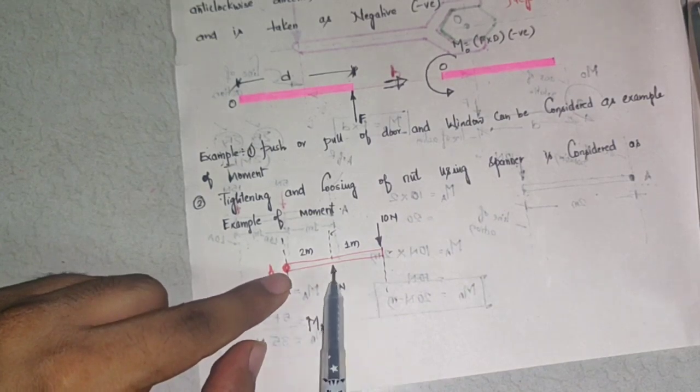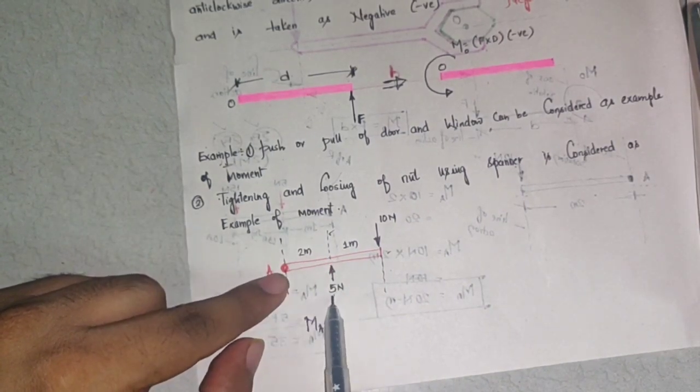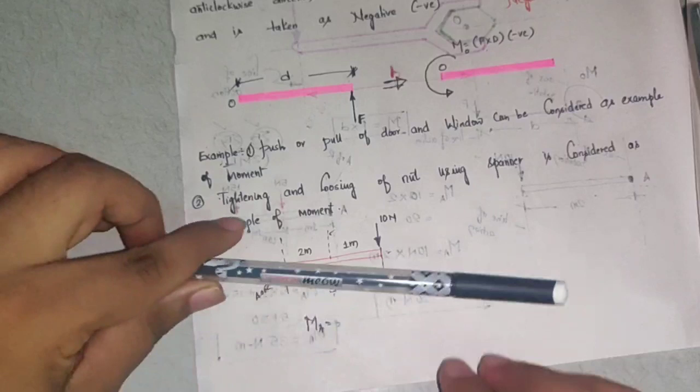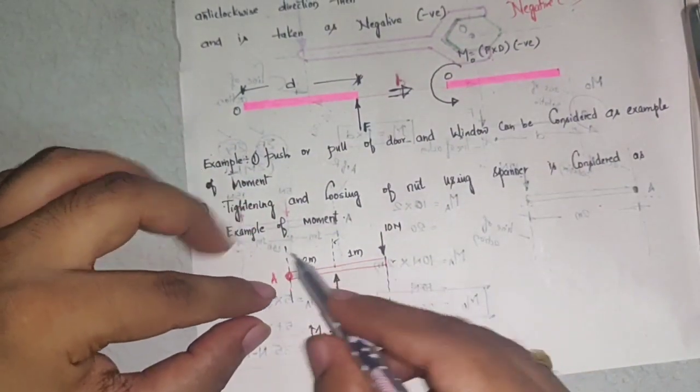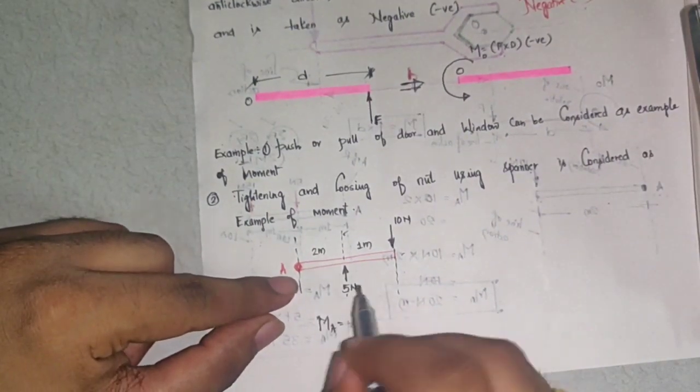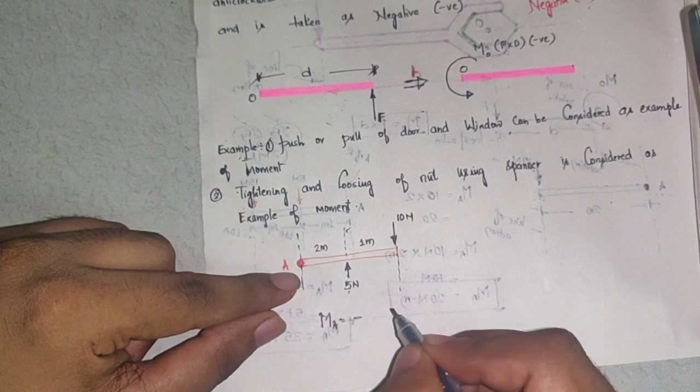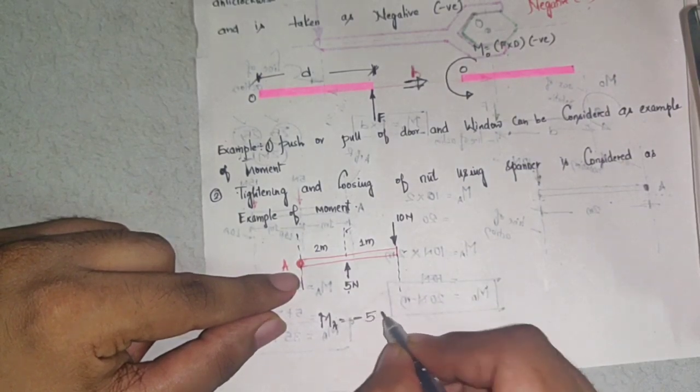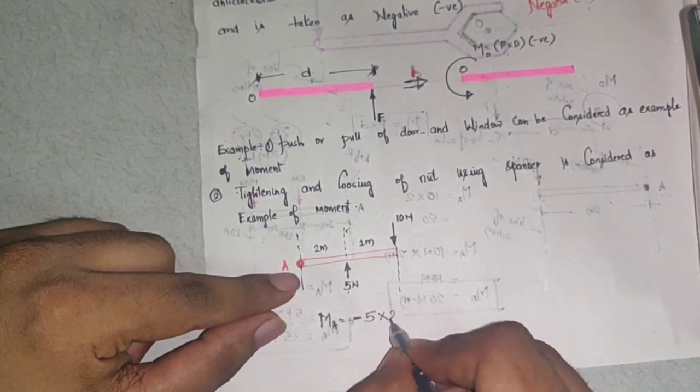It is rotating like this. Because of this 5 newton force, the object will rotate like this. So this 5 newton force is rotating about point A in which direction? Anti-clockwise. Because it is anti-clockwise, I should write minus. The magnitude is 5. The perpendicular distance is 2.